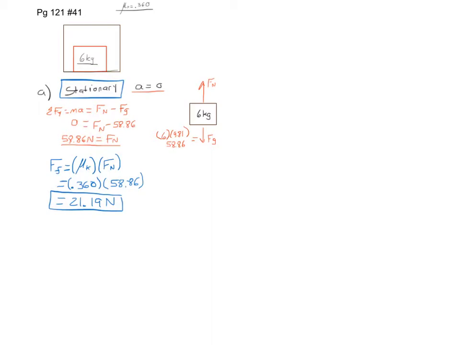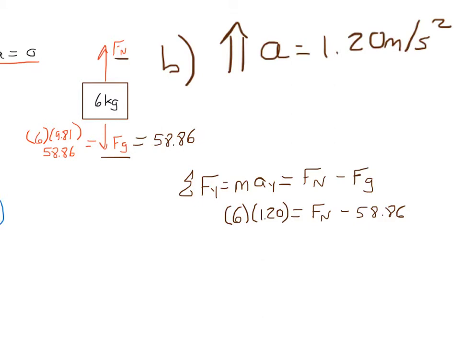Now for part B, we're actually going to have an upward acceleration of 1.20. So our net force in the y direction is going to be our mass times acceleration in y. Unlike before, this time it's not going to be 0 because we actually do have an acceleration. It's still going to equal our normal force minus our force of gravity.